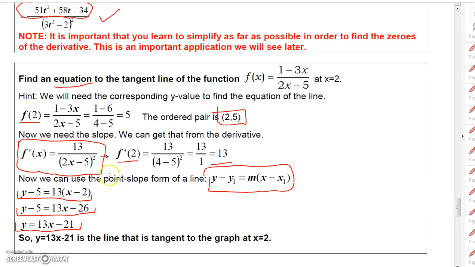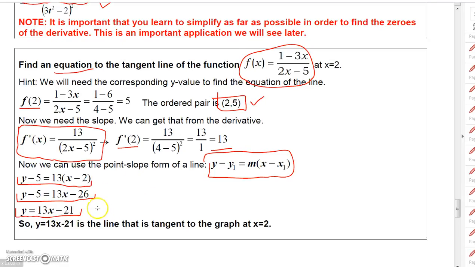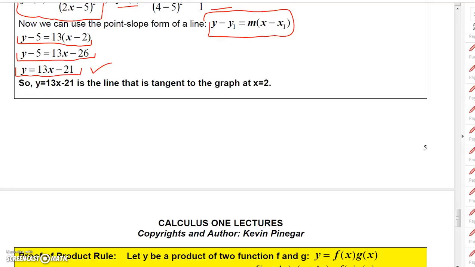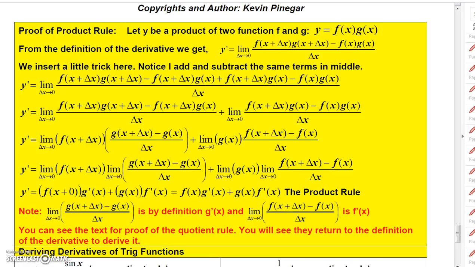Now what you might want to do is plot this function, plot this point, and graph this tangent line, and you'll actually see that this line is tangent to this function at that point, and that'll let you see what's going on. Okay, I'm going to let you pause the video and look at this if you want to. If you want to copy it down or take a picture, go ahead.